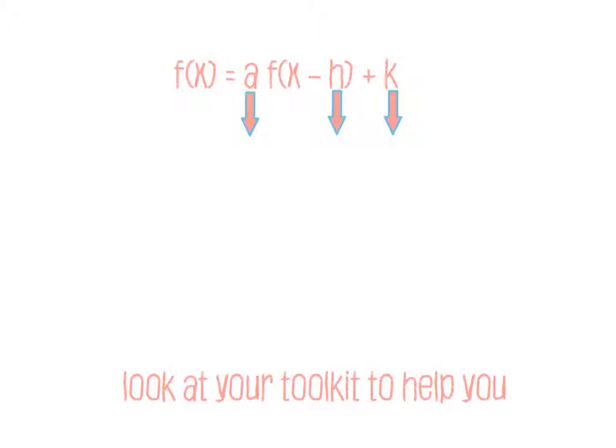When you look at your function, this a value that's in front of whatever grouping symbols might be there affects your graph vertically, and it is a vertical stretch or maybe a shrink, or sometimes we use the word compression. The other thing that a value can do is it can cause your graph to reflect over the x-axis.